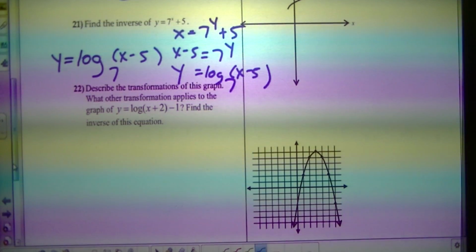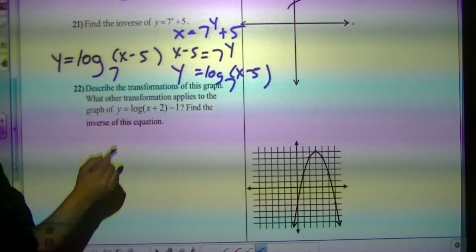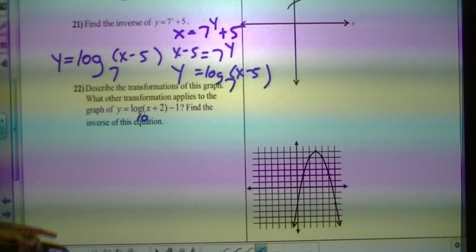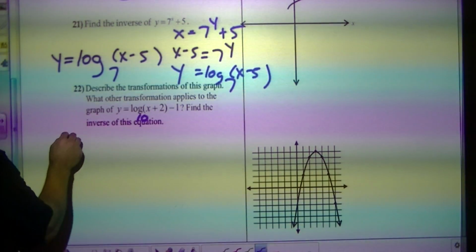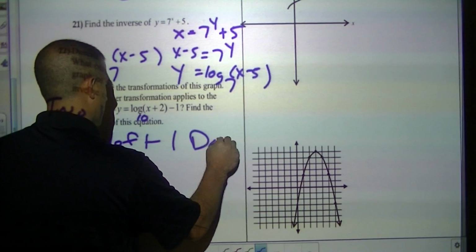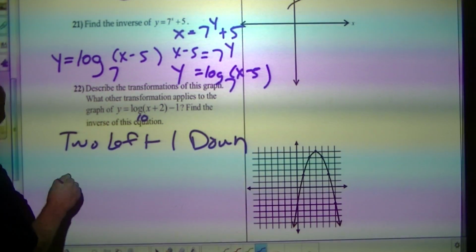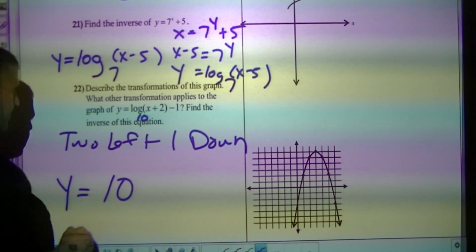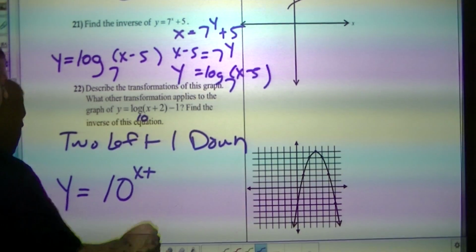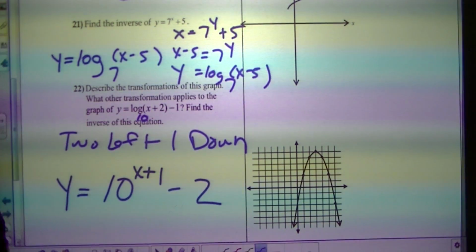Okay, describe the transformation of this graph. Find the inverse of the equation. Okay, now if a log does not have a base, create a base of 10. All right. So the transformation is 2 left, 1 down. Now let's do the shortcut way. It's going to be an exponential with a base of 10. Instead of minus 1 on the outside of the function, it's going to become plus 1 on the inside. Instead of plus 2 on the inside, it's going to become minus 2 on the outside.